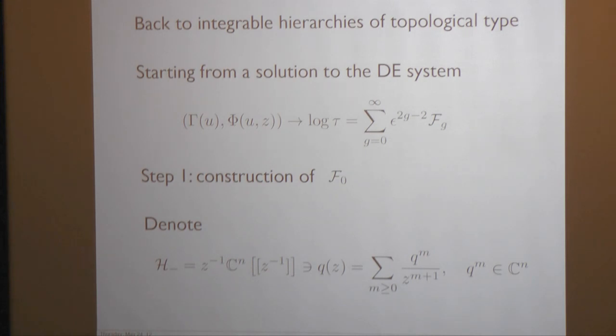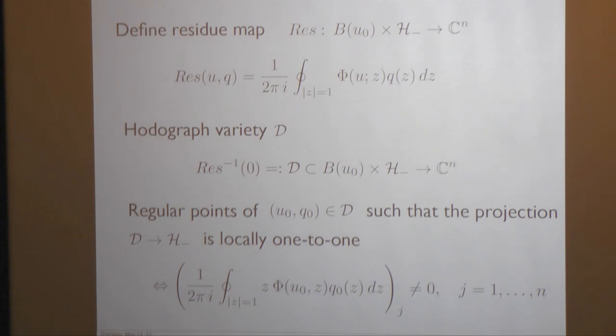Consider the following auxiliary space of formal vectors, or maybe convergent vector series, convergent outside the unit circle, with vector-valued coefficients q. Each q_m is a vector in the same C^n. So there are no constant terms in this H minus. And define the residue map. This B is my ball in the C^n space. H minus is the space of vector-valued formal series. And the residue map is just the residue of the product: the wave function matrix multiplied by this vector and then integrated over the unit circle. This is the residue as a function of u, a point in C^n in the neighborhood of u0, and of q, a function analytic outside the unit circle.